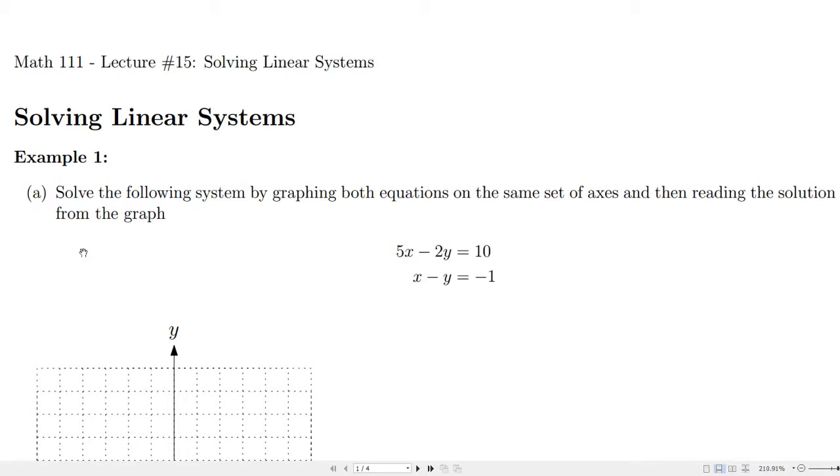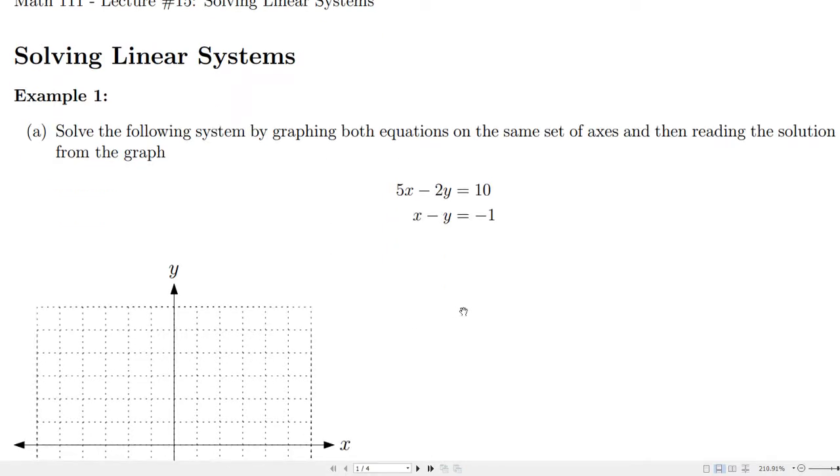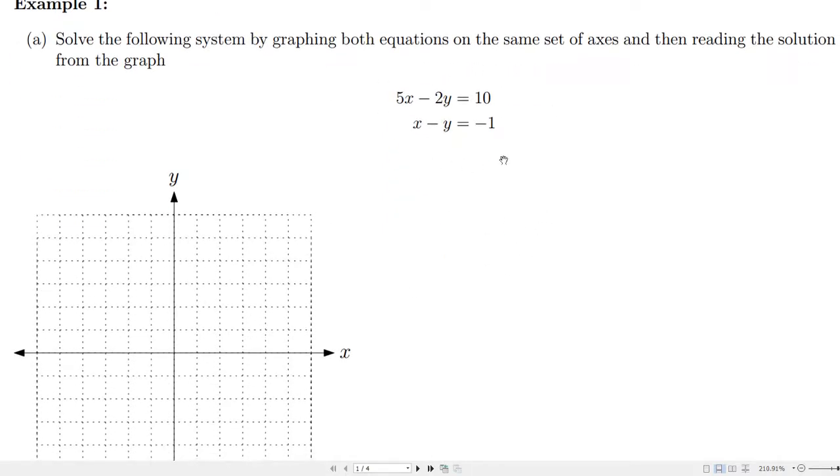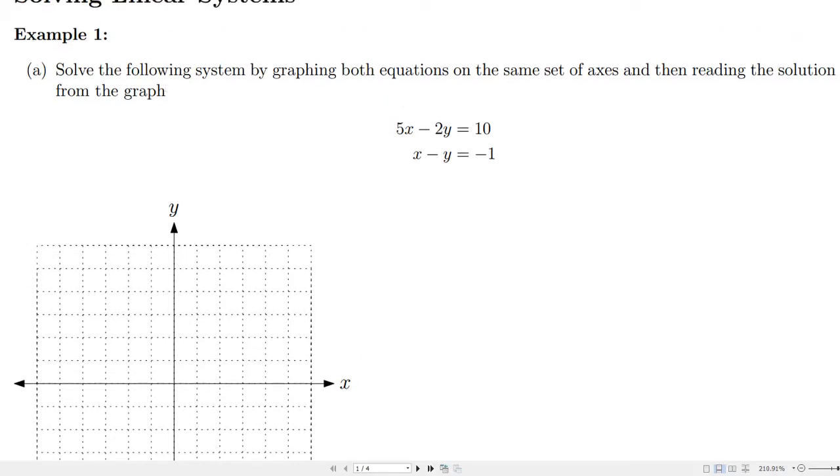if there is one. So let's solve this system here by graphing both equations on the same set of axes and then reading the solution from the graph. In other words, that intersection point. Okay, so let's do that. Solution from the graph, i.e. the intersection point. Okay, so let's just graph each one separately.